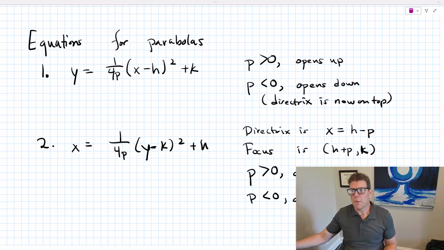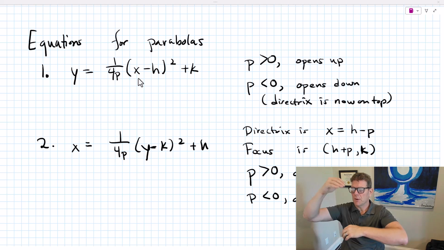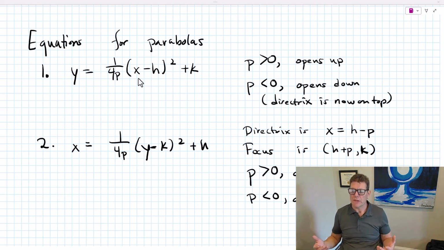Remember how I told you that without loss of generality, we could just assume that the focus was on the top and the directrix is on the bottom, and that's how we're going to derive our equations. Well, if we make some subtle changes, and we'll talk about those changes in just a second, we'll get all 4 of the different kinds of parabolas that we're going to be looking at. The first equation for a parabola is y equals 1 over 4p times x minus h squared plus k, and that's the one we saw.